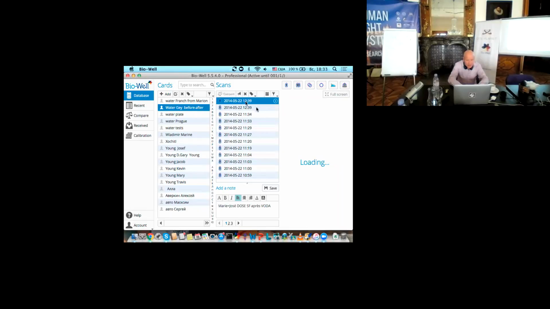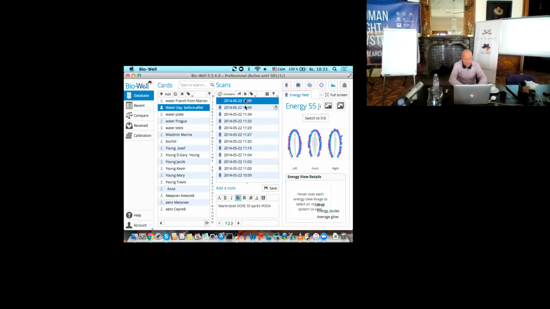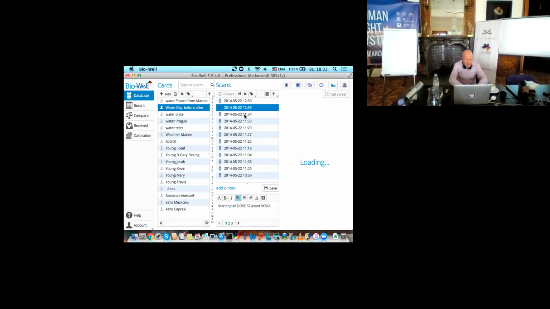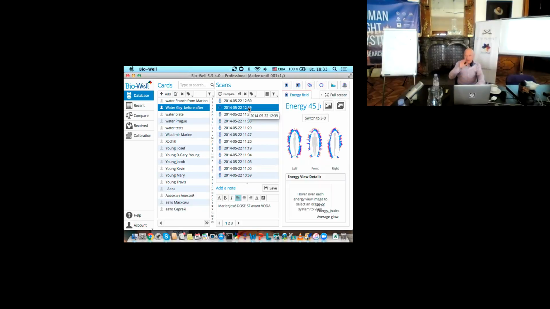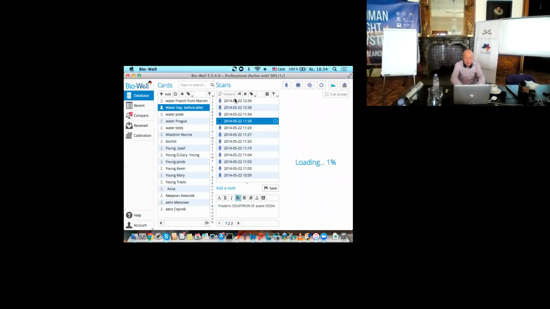Okay, so this was a big group of people measured before and after having some water. So this was before and then the same people after. So it was a little difference. The idea is as follows: we measured them before, then they had a glass of water, structured water, and they were measured immediately after having this glass of water. So what we do, we send this group of people from before to the compare program.